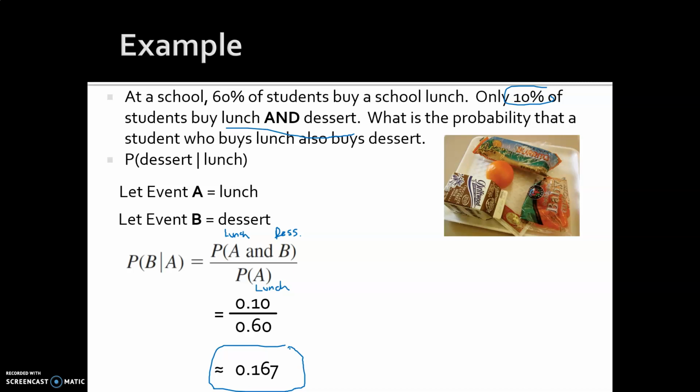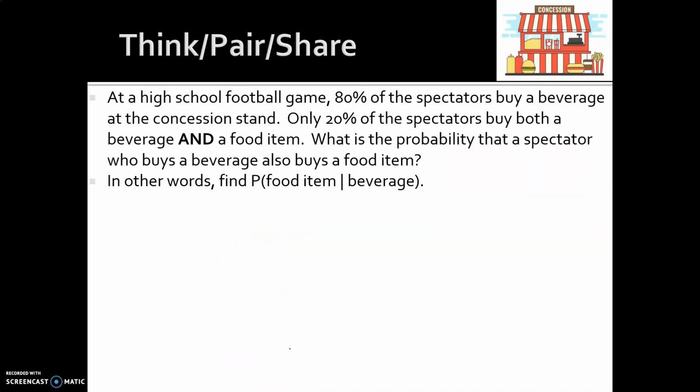All right, let's try out one more of these problems here, just like this. At a high school football game, 80% of the spectators buy a beverage at the concession stand. So, beverage, 80%. 20% buy both a beverage, that word, there goes that event again, but this time it's paired with food item. What is the probability that a spectator who buys a beverage also buys a food item? In other words, what's the probability of food item given beverage? Please pause the video, give it a try, and check back once you're ready for the solution.